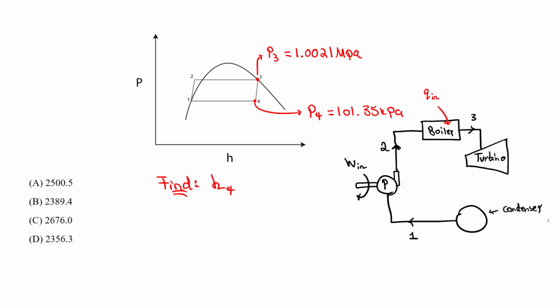After that, we come out and go down and end at 4, coming back to the condenser. At 4 we're in a mixed state. What's happening here is that we're in a mixed state in this region, in the vapor dome.